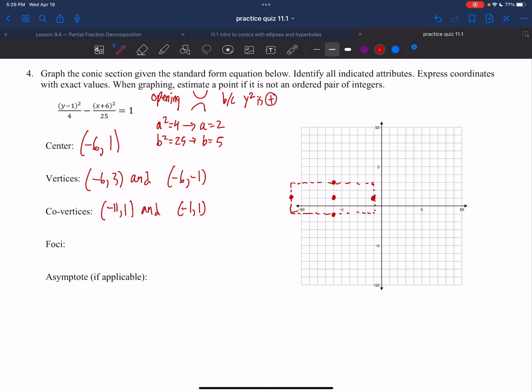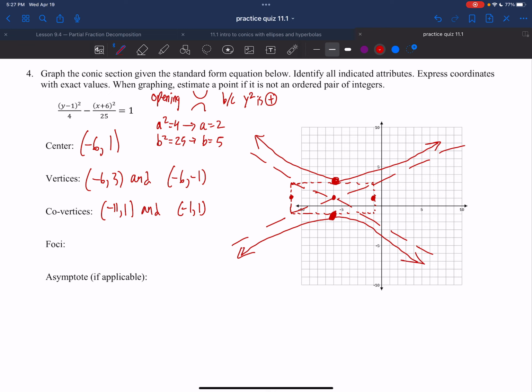Now I've got this box, I'm going to make an asymptote straight through the corners like so. Okay. And I know that it opens vertically. This is going to approach the legs like this. Okay. And then a big dot here. Approach this way. Approach this way. Beautiful. And where are the foci?